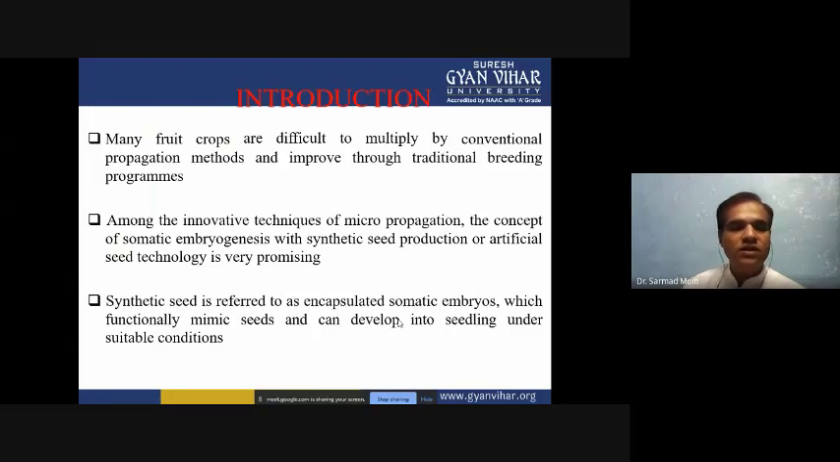Whenever we have demand in the market, we can take these artificially synthesized somatic embryos, or encapsulated somatic embryos, out from the storage, and then we can put these seeds in suitable conditions or suitable media, so that they can germinate and propagate the way seeds develop into a plant in natural conditions. Likewise, we can develop these synthetic seeds.